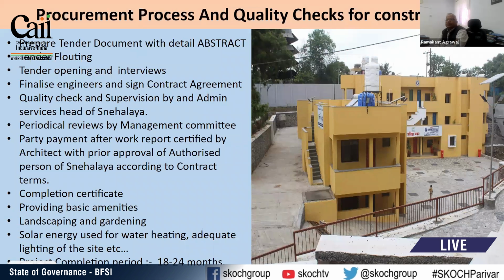Procurement process and quality checks. For this, we prepared a tender document with a detailed abstract, tender floating, tender opening and interviews. Finalize engineers and sign the contract agreement, with quality check and supervision by admin services, the head of SNALE, and periodic review by the management committee. Part payment was made after the work report was certified by the architect with the prior approval of the authorized person of SNALE according to contract terms. Then completion certificate, providing basic amenities, landscaping, gardening, solar energy used for water heating, and adequate lighting of the site. The completion period was 18 to 24 months.